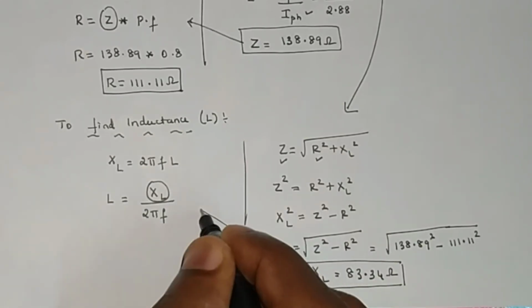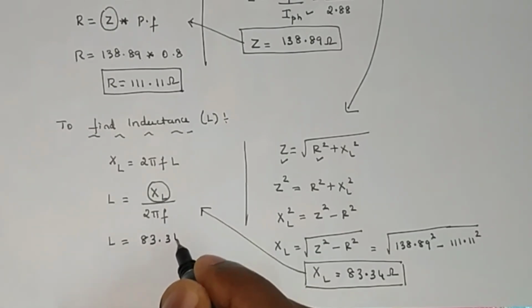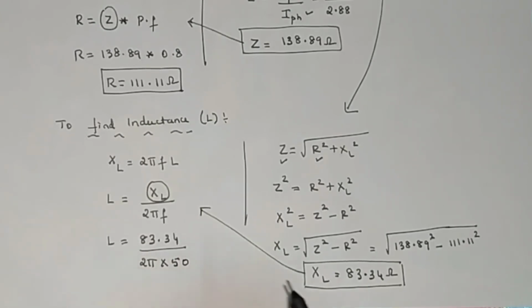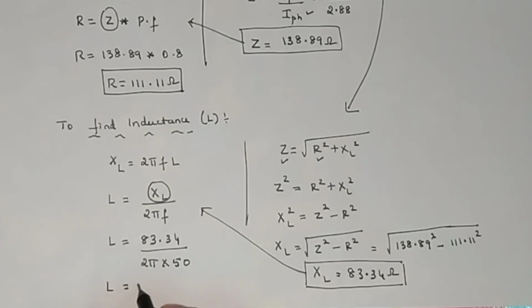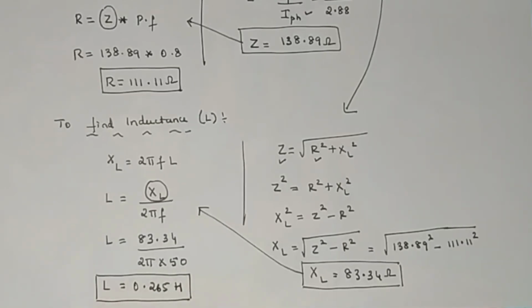Once I find out this XL, I can easily substitute here. L is equal to inductive reactance, the numerator 83.34, divided by 2 pi into frequency, which is given as 50 Hz. So I'll substitute. After simplification I will get the answer as 0.265. The unit for inductance is Henry. So this is the way to find out the inductance value.